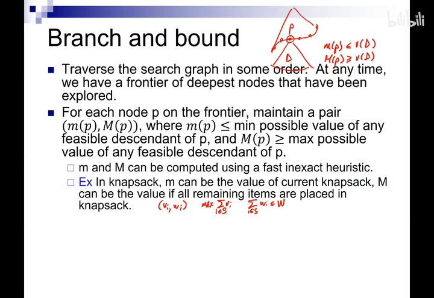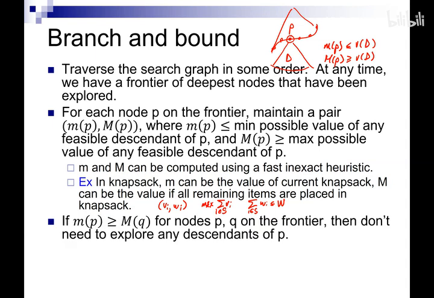If you want an upper bound on the maximum possible value of any of these descendant nodes, then you can just say that for all of the items I've not taken yet, I'm just going to take them all. That's definitely an upper bound on the value that I can get among these descendants. Maybe this might not be feasible because if I take them all, the weight is too much, but at least the value is definitely an upper bound on all the descendants. So that would be a very fast heuristic to achieve one of these upper bounds.